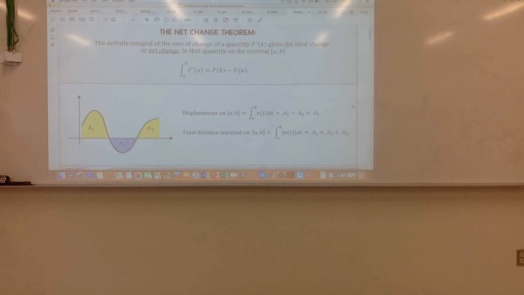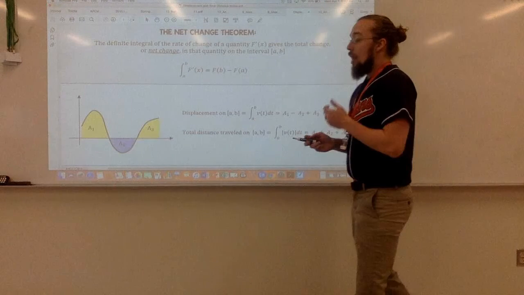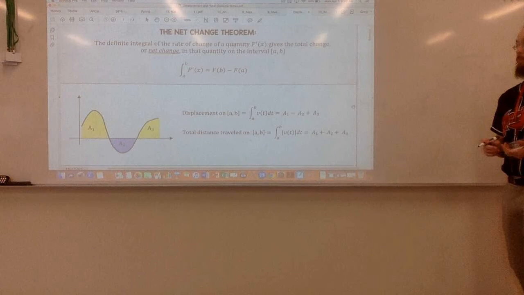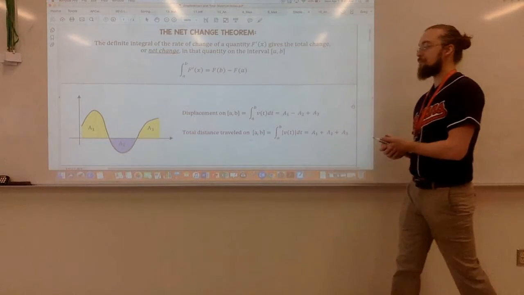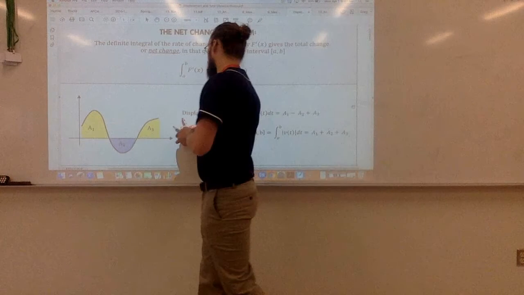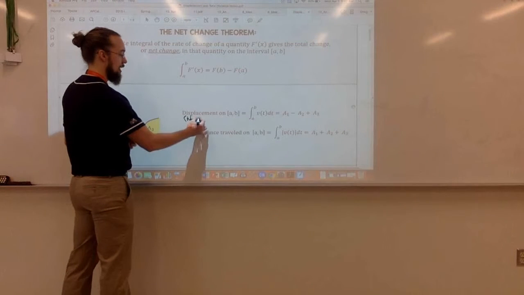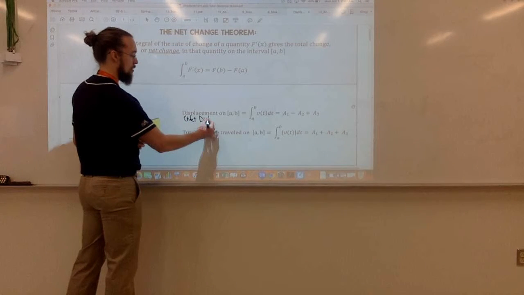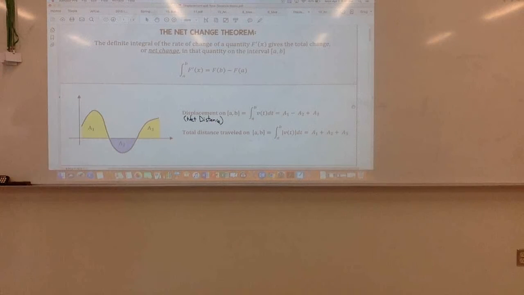So a lot of the time, you are going to be given a velocity function and asked for information about how far the particle has traveled or where the particle is. Displacement, or you may see this called net distance, talks about where a particle is relative to where it started.